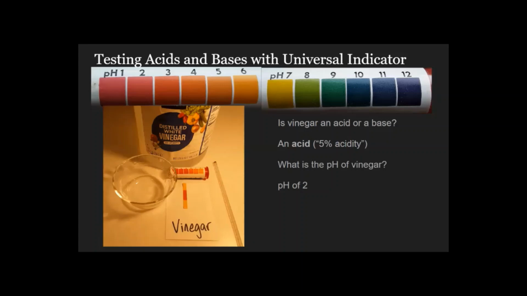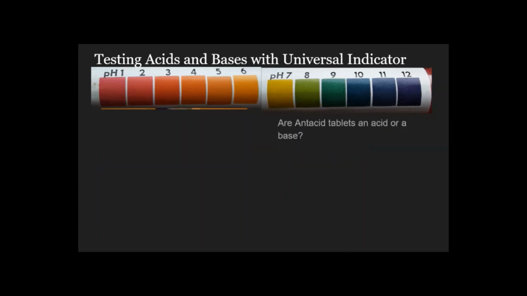So we know, first of all, that vinegar is an acid, and we know that it has a pH of 2. So we also know that a pH of 2 is acidic. Okay, so we know that. Let's look at something else.